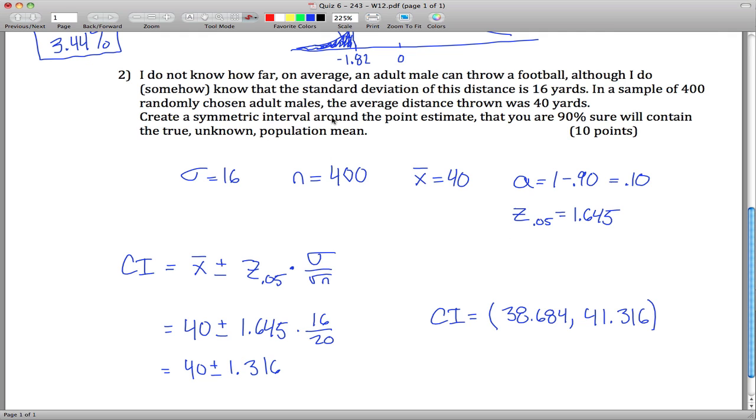Create a symmetric interval around the point estimate that you are 90% sure will contain the true unknown population mean. So that's just a maybe confusing way of describing what the confidence interval was. I did that on purpose because I wanted you to understand that that's what the confidence interval meant. Although since you knew the test was on the confidence interval section, maybe you just assumed that's what I was talking about. But at any rate, that's your answer. I'll throw a box around it, and we'll call it a quiz.